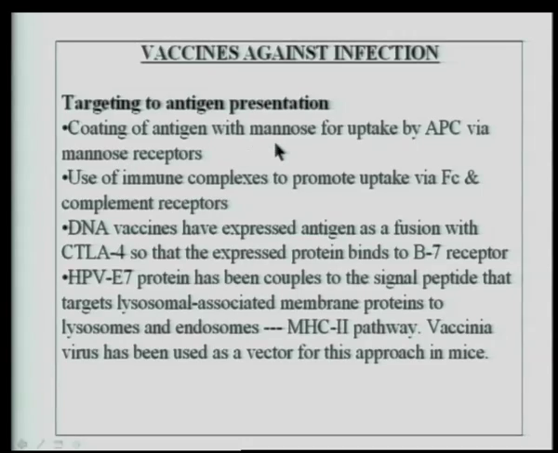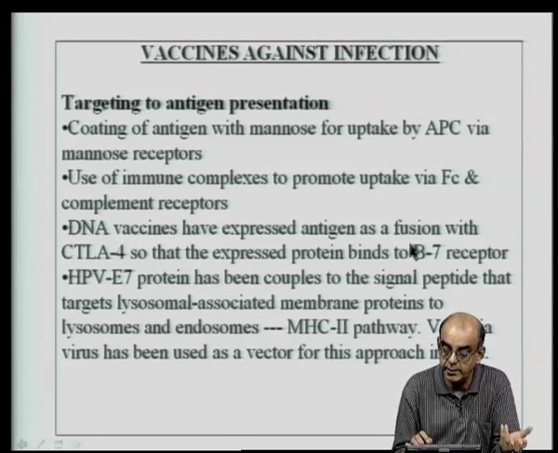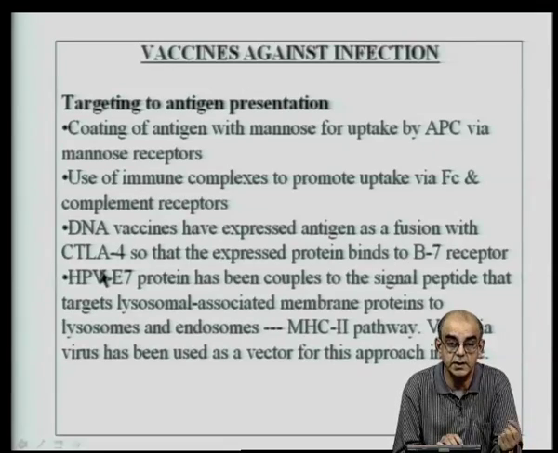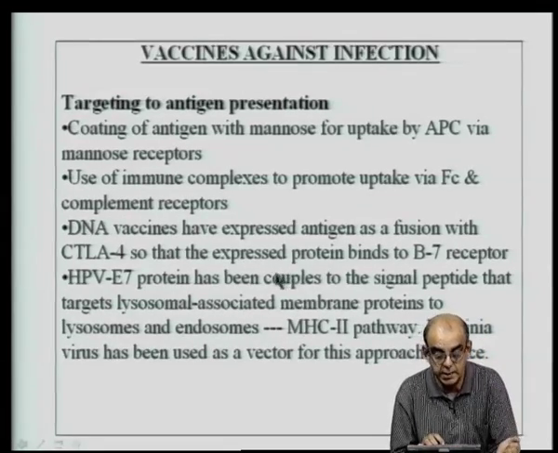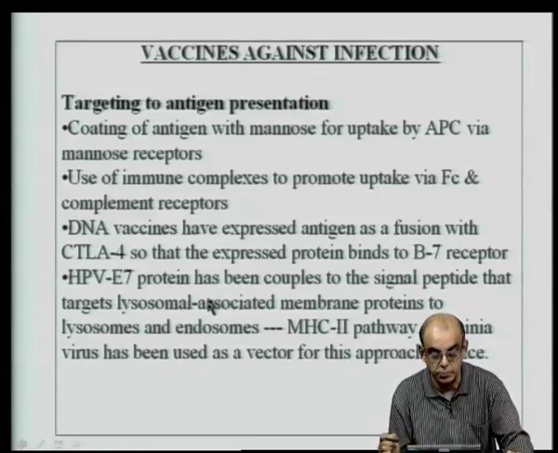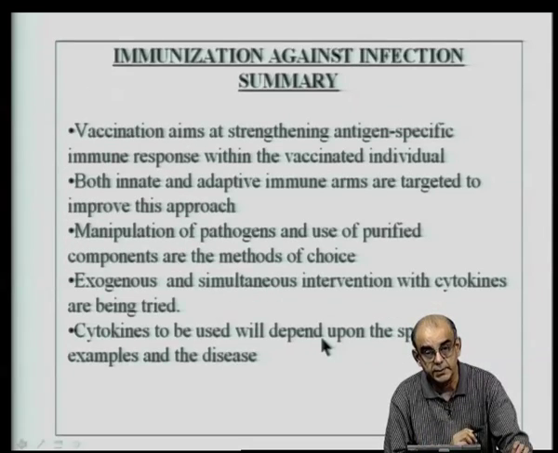They can coat antigen with particular kinds of residues, like for example, mannose, to home it to mannose receptors, immune complexes via the Fc receptors. DNA vaccination, as I told you, have been made as a fusion product with CTLA-4, so that they can bind to B7 and cause co-stimulator activation, and so on and so forth. In addition to that, fusion with a signal peptide, so that they can be targeted to the MHC2 pathway.